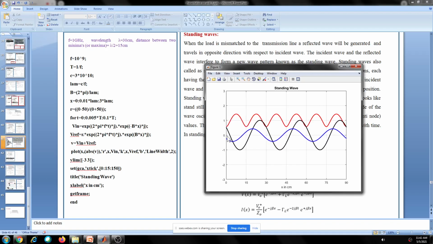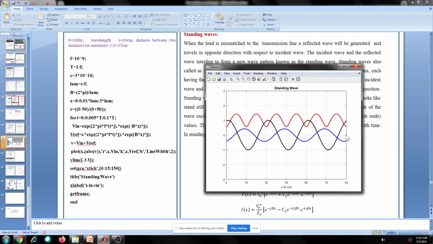See here, this is the zero axis, and this is a minimum value. From 0 to here, how much voltage you measure, that is V minimum. Similarly from here to here, that is called the maximum. So the wave has a maximum value and a minimum value, and looks like a standstill, with fixed positions of minima and maxima on the line.